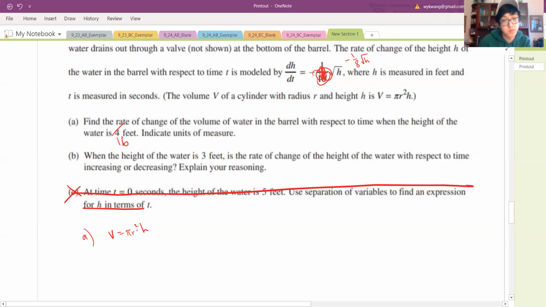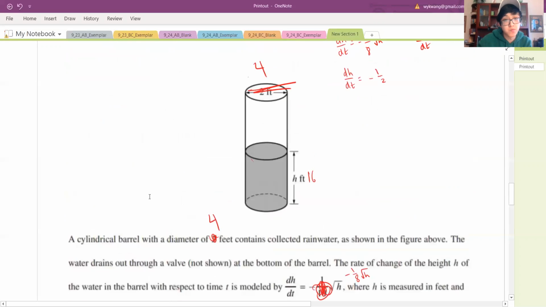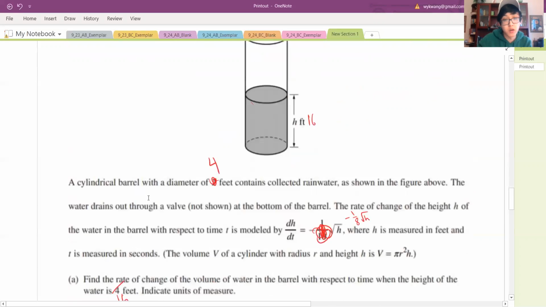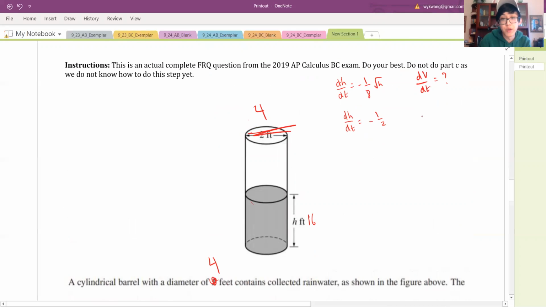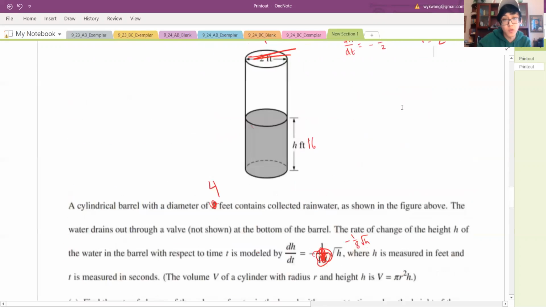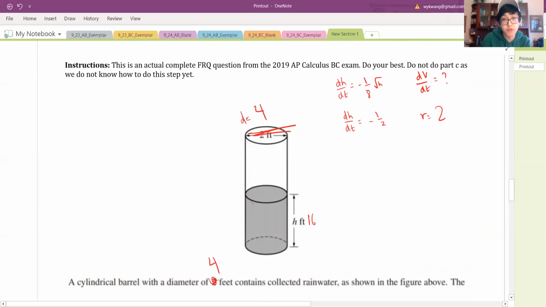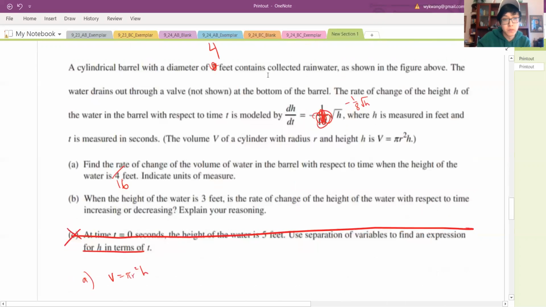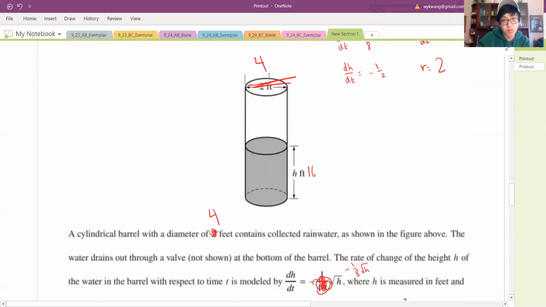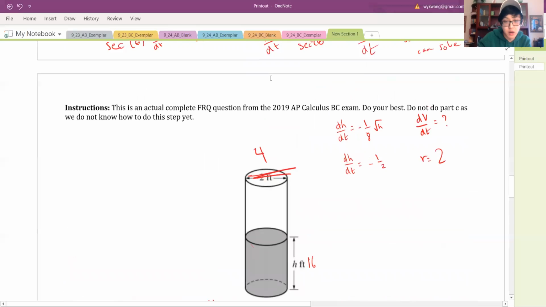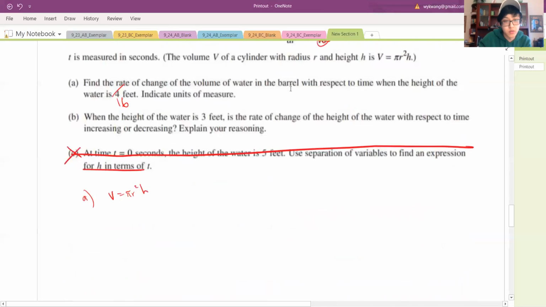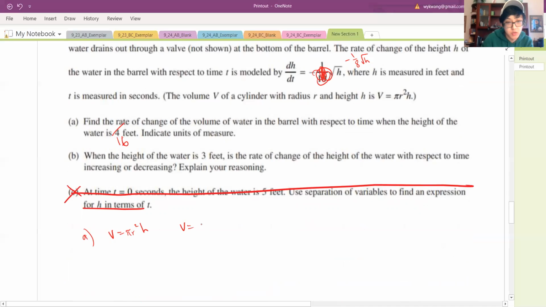think about what r actually is. Is r really a variable? We're told what r is. Oh, I should have written that down. Okay, so d is equal to 4, right? So the diameter is equal to 4, so r is equal to 2. And r does not change. It's not like h. h is changing. r doesn't change, so r is always going to be 2. So let's just plug that in. So it's going to be v is equal to 4 pi h, right? Because r is 2, so 2 squared.